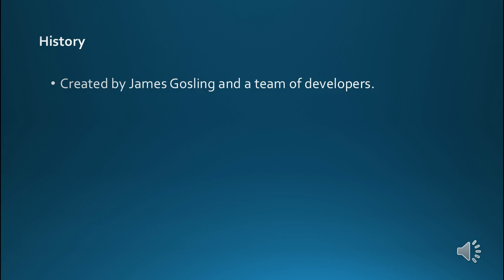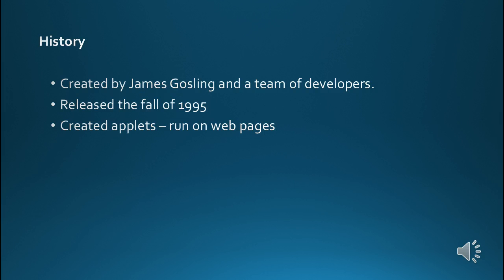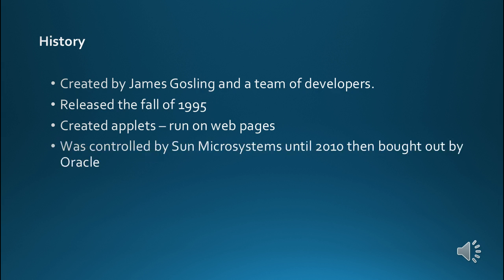So first off, Java was created by James Gosling and his team of developers back in 1995, and it was originally created to run applets or small programs on web pages. And this was the time when the web was just starting to explode. The Pentium processor was just released in 1993, and home PCs were just starting to take hold and be part of the computing culture. It was started off by Sun Microsystems and then bought out by Oracle in 2010.